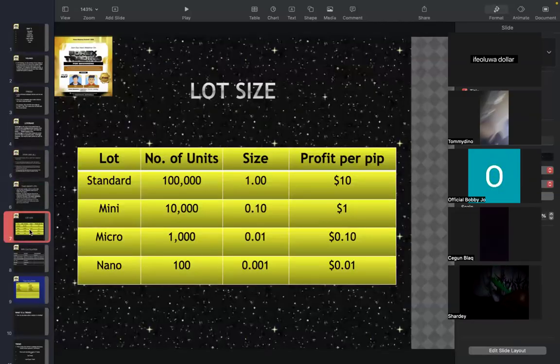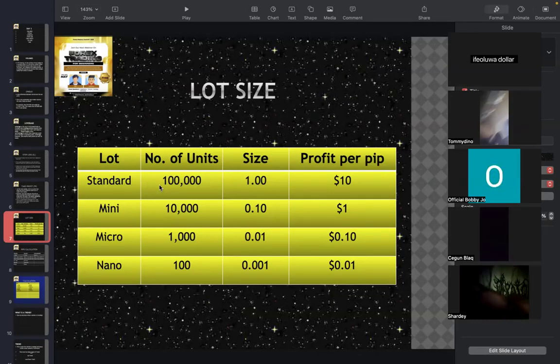So let's talk about lot size. What do you mean by lot size? There are standard lot size, mini lot size, micro, and nano. In a demo account, you may even set your balance to 500, 200, or $100. These are all the lot sizes we have.